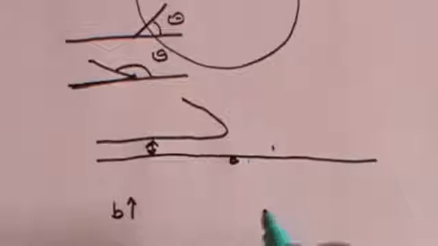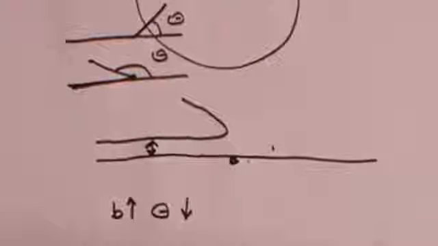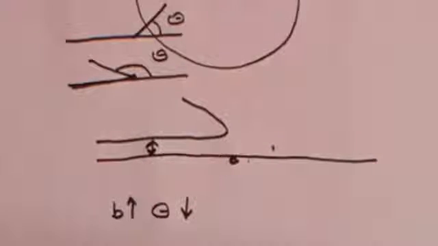As b increases, in other words, as the distance from this line of closest approach increases, the angle of scattering will decrease. The further you get away, the smaller the angle will be.